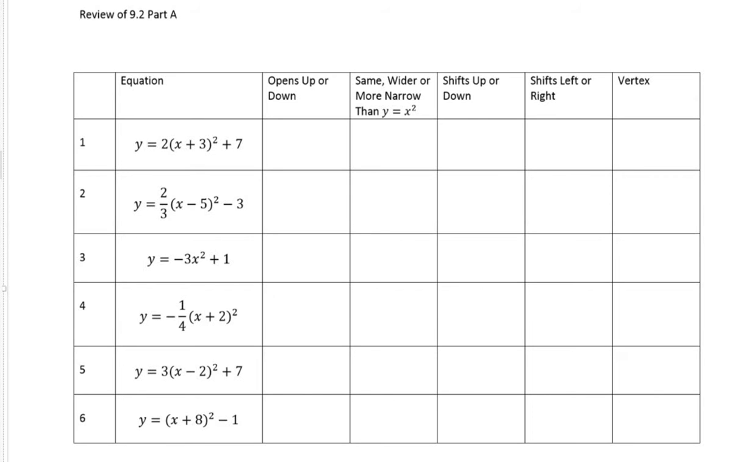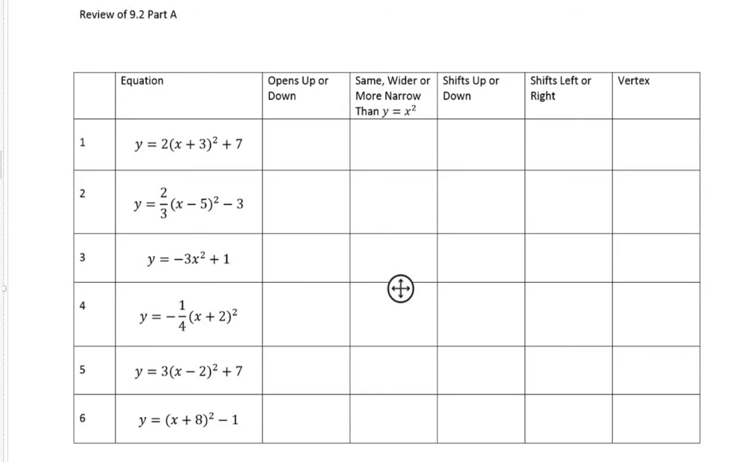Okay, we're going to be reviewing some of the stuff that we learned in the first part of section 9.2. We're going to be looking at equations and figuring out whether the graph of the parabola is going to be opening up or down, if the graph is going to be the same, wider, or more narrow than the original parent function of y equals x squared, and is the shift up or down, left or right, and how much, and then also determining the vertex.